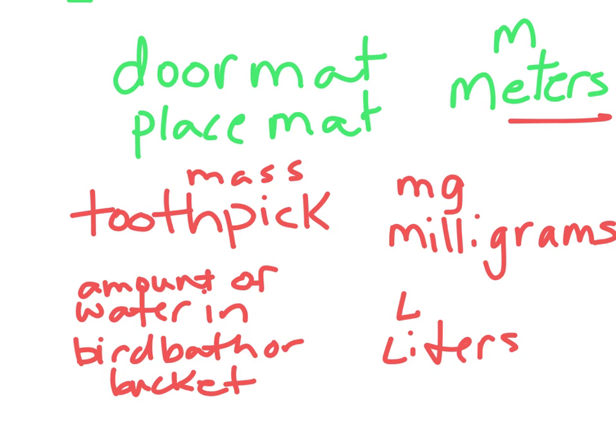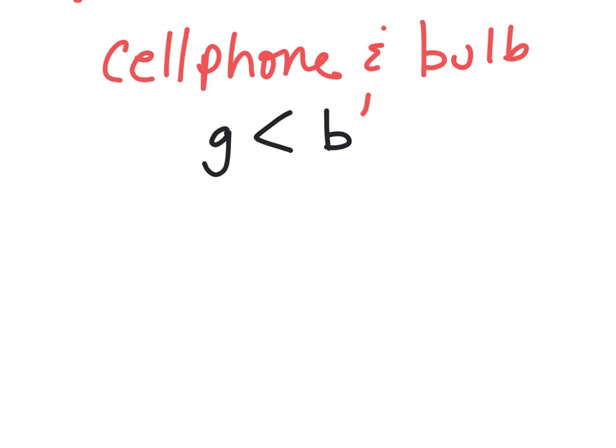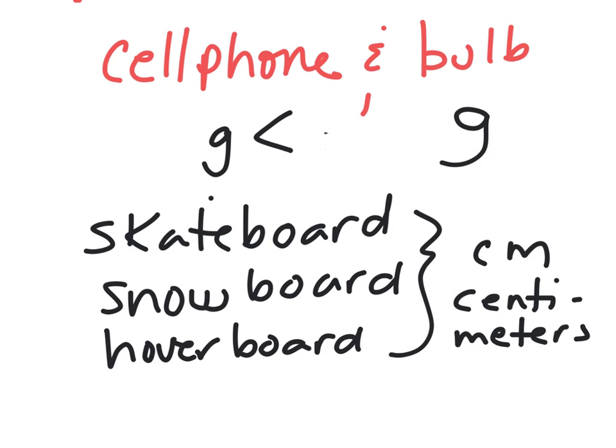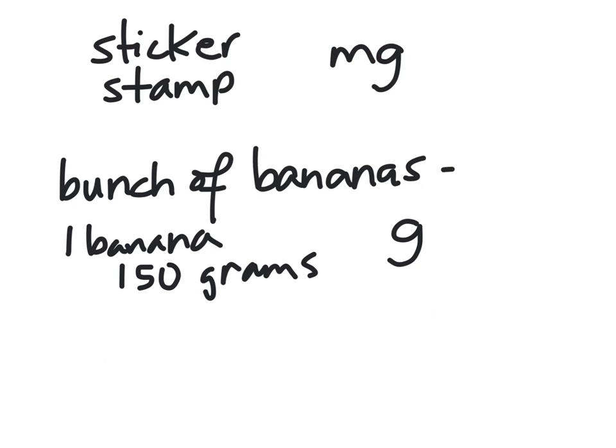The amount of water in a bird bath or a bucket, we're after capacity here. That would be in liters. So a cell phone and a light bulb would be measured in grams. And the cell phone is going to weigh more grams than the bulb is going to weigh. A skateboard, a snowboard, a hoverboard, we would measure in centimeters. And a sticker or stamp you would weigh in milligrams. A bunch of bananas you'd weigh in grams. One banana might weigh 150 grams.